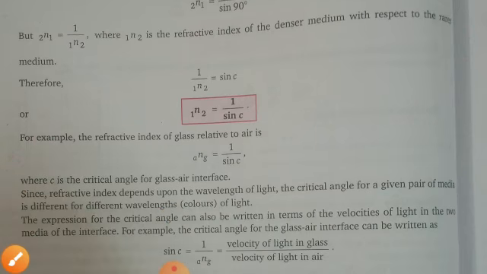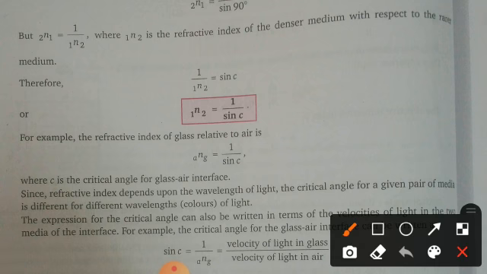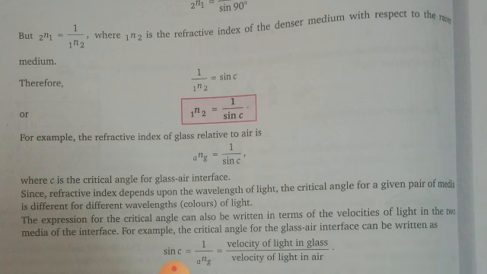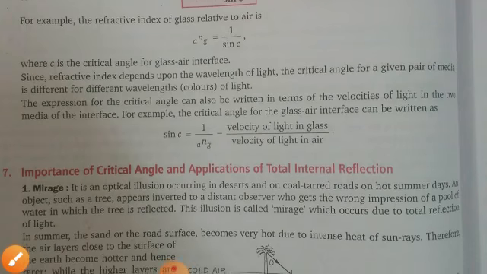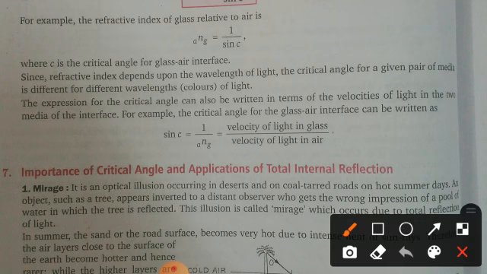For example, the refractive index of glass relative to air is aμg = 1/sin C, where C is the critical angle of the glass-air interface. Since refractive index depends upon the wavelength of light, the critical angle for a given pair of media is different for different wavelengths (colors) of light.